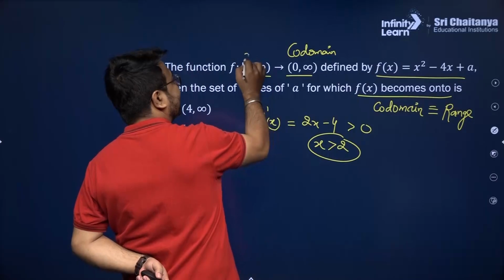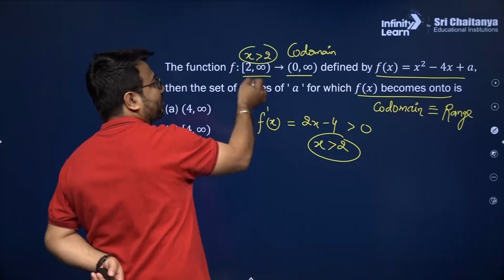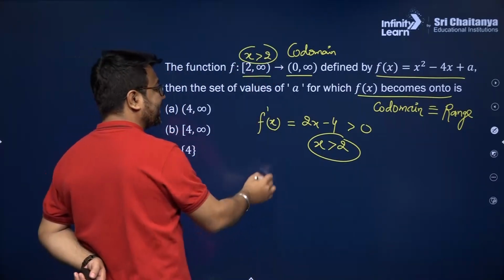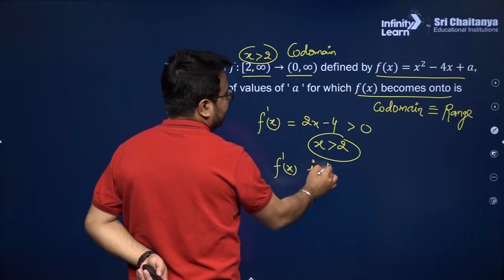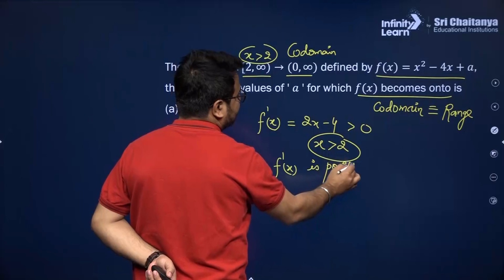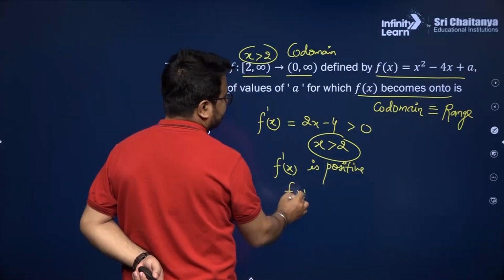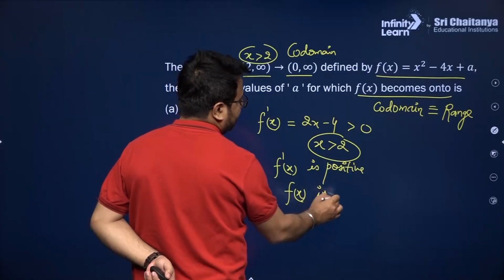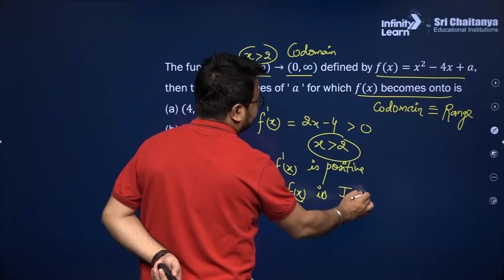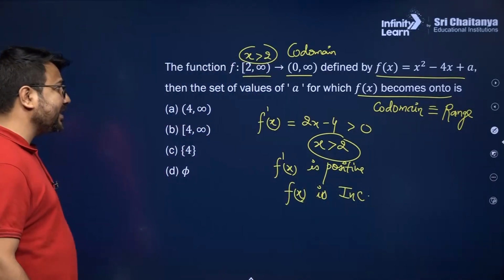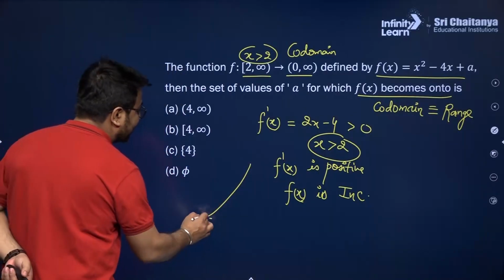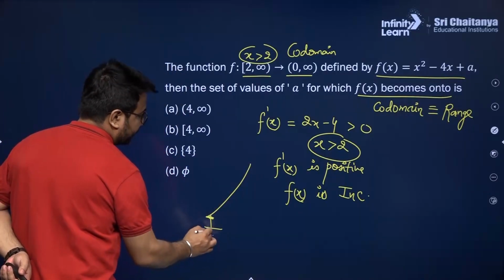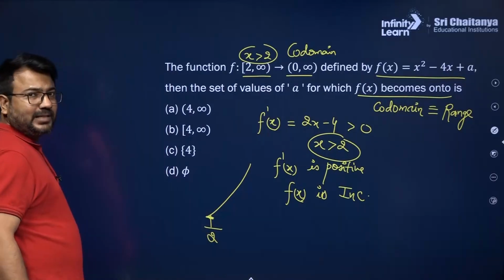Okay, so f dash greater than 0, then x will be greater than 2. For x greater than 2, f dash is positive, and if f dash is positive, the function is increasing. f(x) is increasing for x greater than 2. Now if the function is increasing, the minimum value will be at 2.